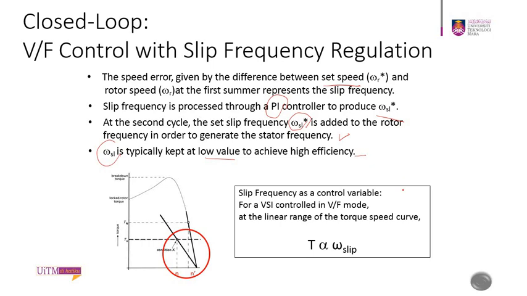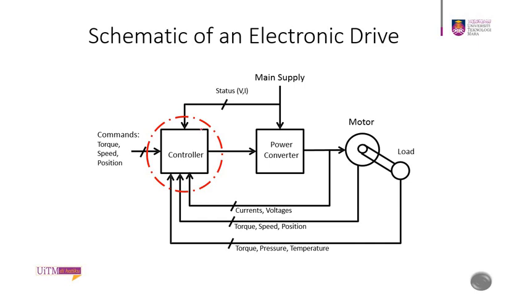So for this, the slip frequency is the control variable. At the linear range of a torque speed curve, you can say that torque is proportional to the omega slip. And this will be done in the controller. The controller will provide the firing angle to the power converter and so on.